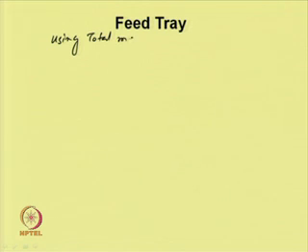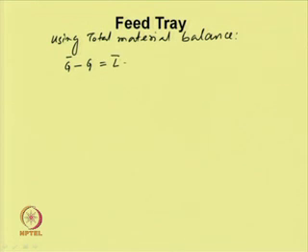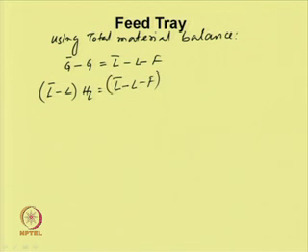total material balance, we can write G bar minus G is equal to L bar minus L minus F. So, we use L bar minus L times H L is L bar minus L minus F times H G plus F H F.